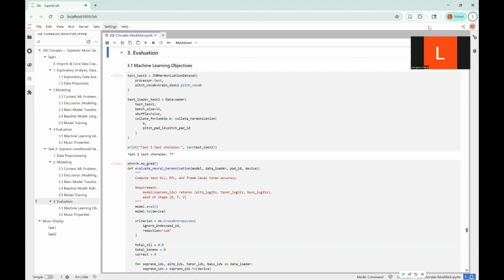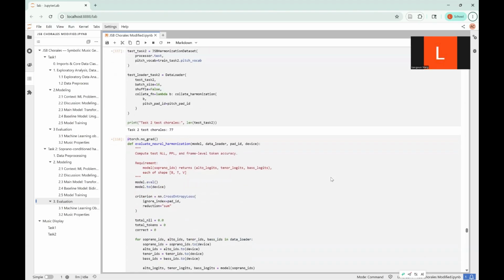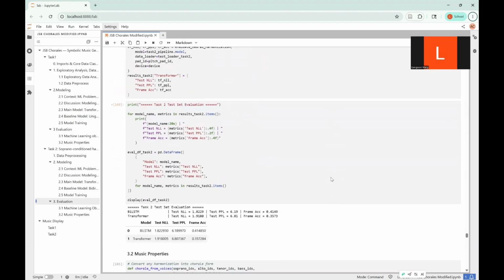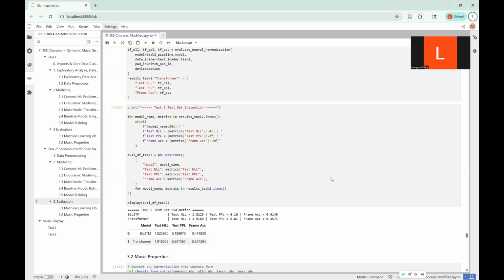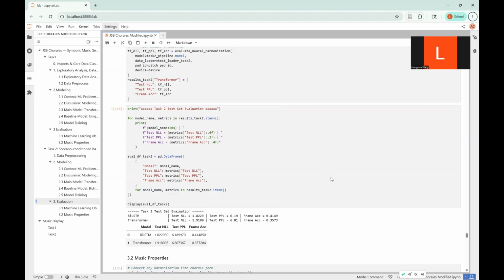And this is the implementation of the evaluation for both the transformer and the bidirectional LSTM. And this is the score for the test set, where the transformer gets a test negative log likelihood of 1.91, a perplexity of 6.81, and frame accuracy of 35.7%, while the bidirectional LSTM is slightly better than the transformer with a negative log likelihood of 1.82, perplexity of 6.19, and frame accuracy of 41.5%. So for this task, the bidirectional LSTM baseline actually performs a little better on likelihood and accuracy.